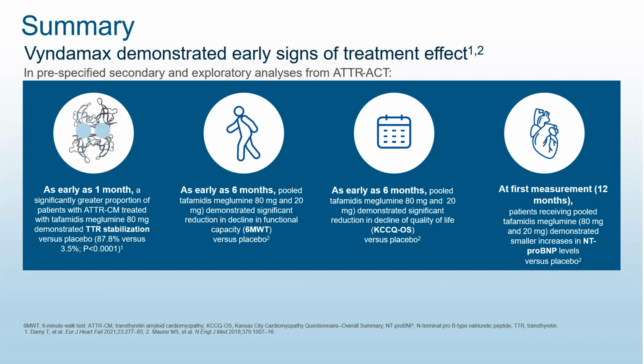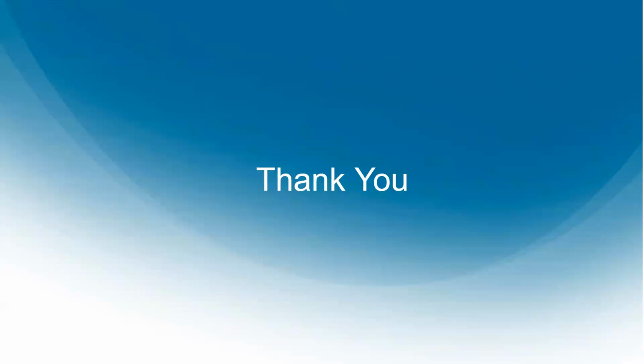So actually the drug starts working as early as 1 month. You get stabilization under the microscope. At 6 months, you get improvement in the 6-minute walk test and in the Kansas City questionnaire score. And at 12 months, you get reduction in the N-terminal pro-BNP. At 30 months, you get a 30% relative risk reduction of the primary endpoint. And at 72 months, you get a 41% relative risk reduction of the primary endpoint, which means that you need to continue this medication for life.